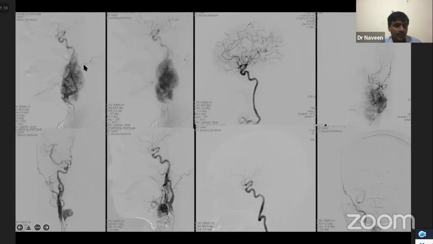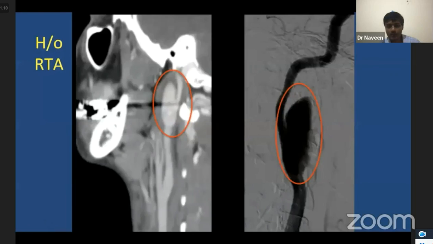And on DSA, we can show the intense tumoral blush in the region of the carotid space, with splaying of the ECA and ICA. Usually, it is supplied by multiple branches from the ECA, the deep cervical arteries and ascending cervical arteries. Rarely, it can also have feeders from the ICA. Here we can see the selective run of the ECA. And on the right side, we can see another lesion with intense vascular blush. This is the case of the carotid body tumor.